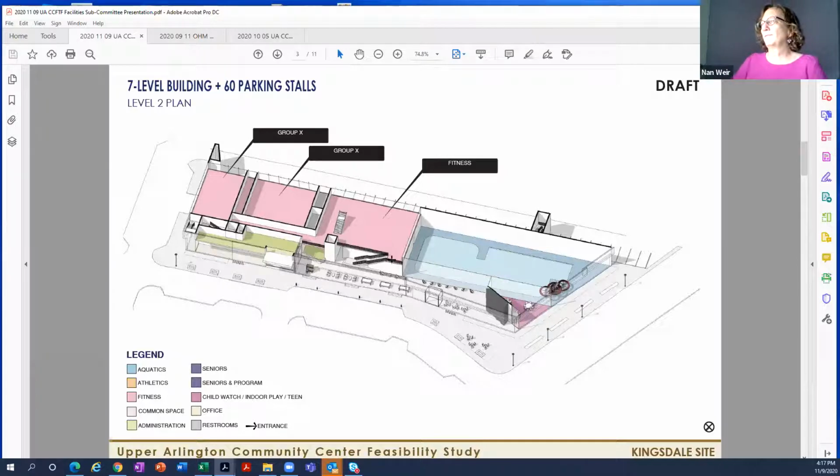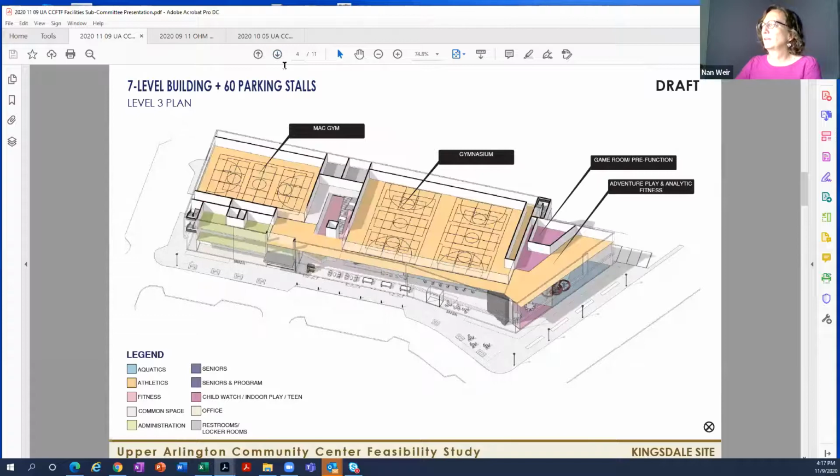So this is where we have the fitness and the group X, and you can see a little more delineation of that with some of the storage rooms. We've added some extra small toilet rooms and things just to give a sense of that on this level. It still overlooks the pool. So this is essentially the same with a few minor modifications.